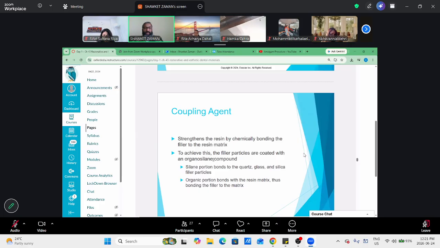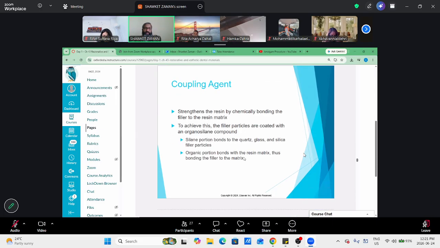To achieve this, the filler particles are coated with an organosilane compound. The quartz, glass, and silica come together. So that is the coupling agent.